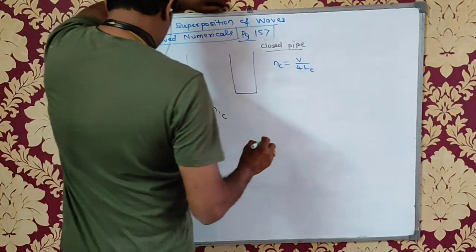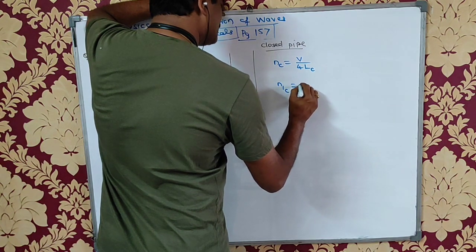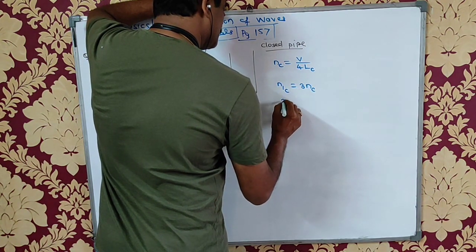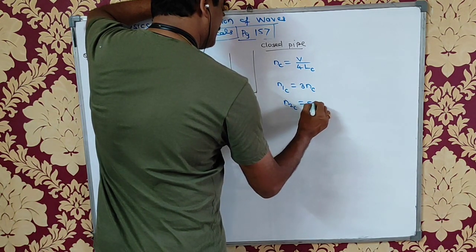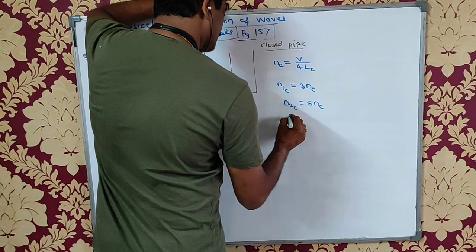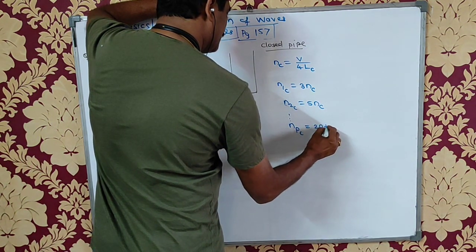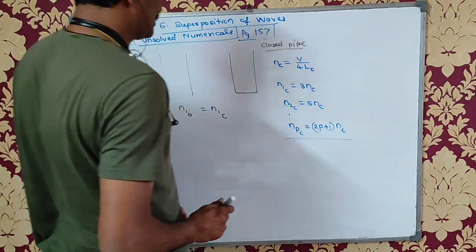Whereas here, look, the first overtone for the closed pipe is 3 times the fundamental frequency. Second overtone of the closed pipe is 5 times the fundamental frequency. Pth overtone of the closed pipe is 2p plus 1 times the fundamental frequency. It will be like this.